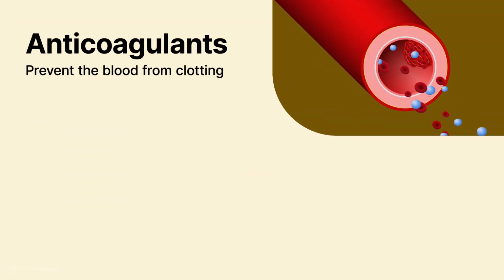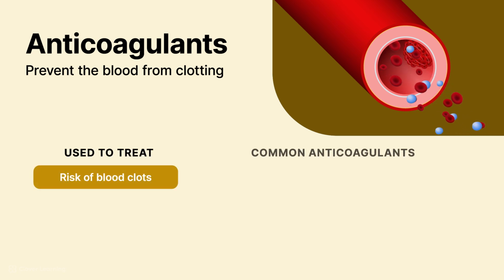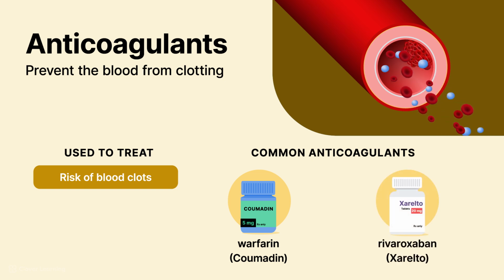Anticoagulants prevent the blood from clotting. Anticoagulants are used to treat patients at risk for blood clots. Common examples of anticoagulants are warfarin, marketed as Coumadin, and rivaroxaban, marketed as Xarelto.